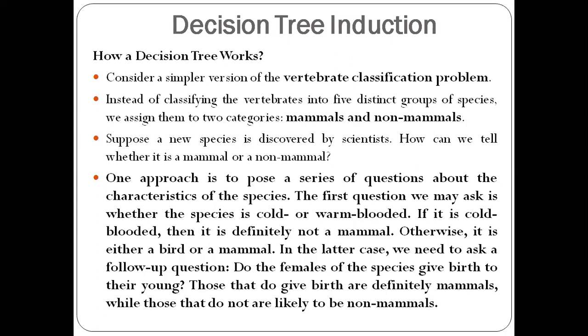According to the theory, we have a total of five different classes of vertebrates: birds, amphibians, reptiles, and so on. But for our problem, we are considering only two classes of vertebrates: one is mammals and the second is non-mammals. Now suppose scientists have discovered a new species, and we need to classify that species as either mammal or non-mammal.